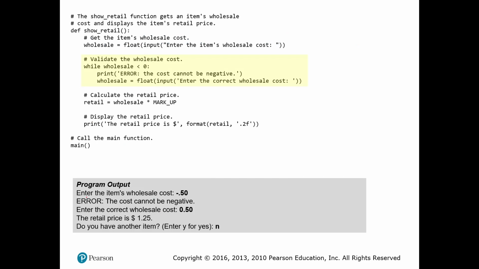Okay, so what the program is going to do, it's going to ask you to enter the item's wholesale cost, and then you put something in there. And see, if we put a negative number, because the price cannot be negative, it's going to tell us it's an error. The cost cannot be negative. And this is where we find it. It's right here. Our error is right here. The cost cannot be negative.